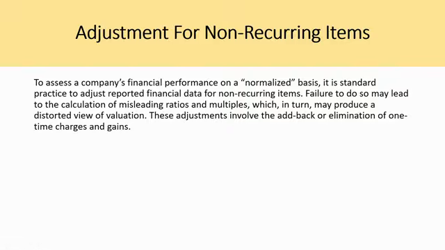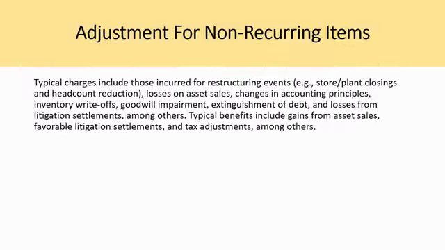So to assess a company's financial performance on a normalized basis, it is standard practice to adjust reported financial data for non-recurring items. Failure to do so may lead to the calculation of misleading ratios and multiples, which in turn may produce a distorted view of valuation. These adjustments involve the add back or elimination of one-time charges and gains. And this is very important to make sure that your data is reflecting the normal business cycle.